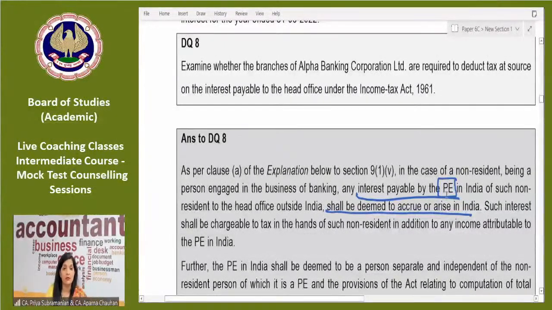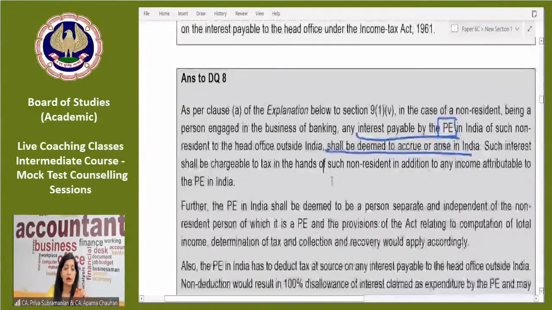Beyond that, the profit attributable to that PE also becomes chargeable to tax in the hands of the foreign entity. Beyond that, the interest portion also becomes chargeable to tax in India in the hands of the foreign entity. So in such a situation, the PE shall be deemed to be a person. You have to treat it as a separate entity.